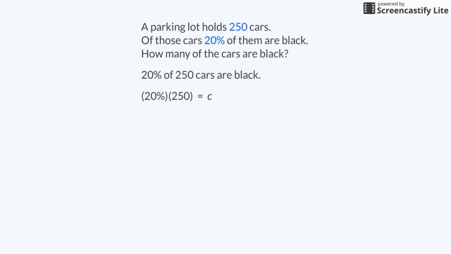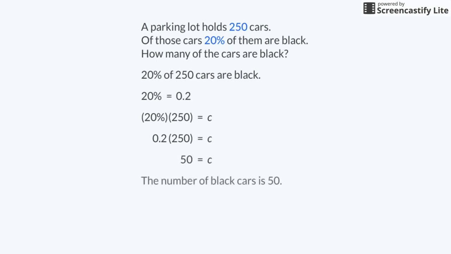I am going to solve by changing the percent to a decimal. To change a percent to a decimal, drop the percent sign and move the decimal point 2 places to the left. 20% becomes 0.20, or just 0.2. Next, multiply 0.2 times 250, and the answer is 50 equals C. There are 50 black cars in the parking lot.